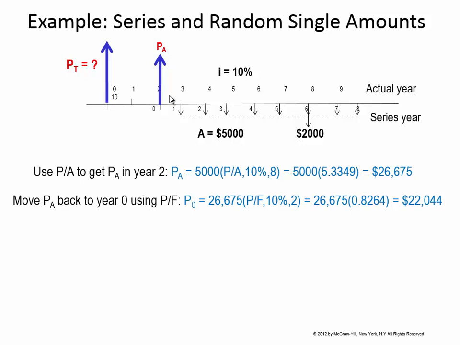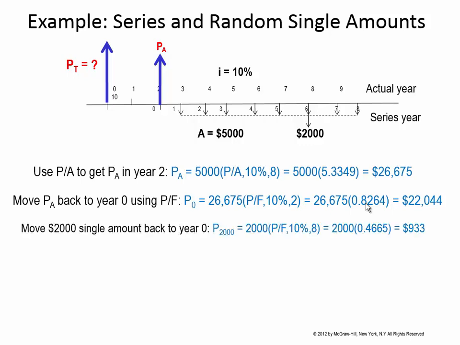So that's a single amount now. This 26,675 is a single amount in year 2, and we need to move it to year 0. So we look up the P/F. So we're treating this amount in year 2 as a future amount, and we want to find the present equivalent of that. So the discounting factor is 0.8264 when you're moving something back 2 years at 10% interest. And so then the value of it is $22,044. So it's a 2-step process.